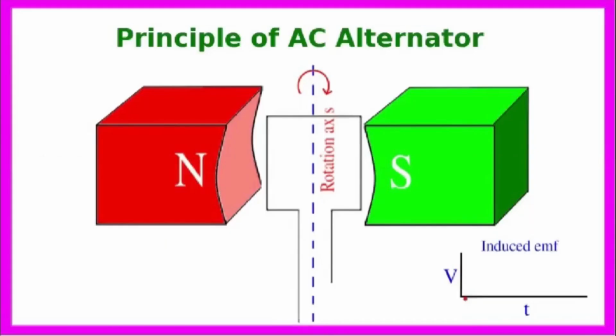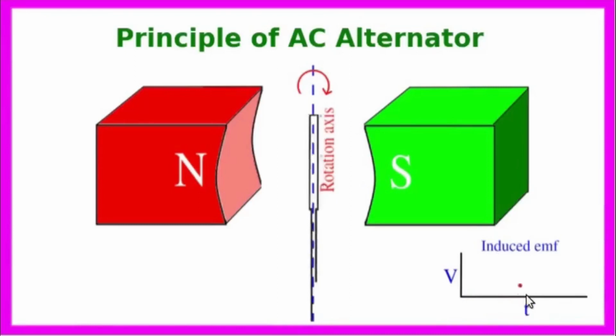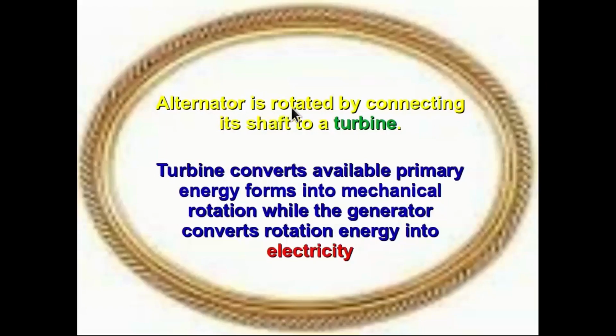The following animation illustrates the working principle of an AC alternator. Here we consider the case of a stationary magnet and a moving coil. When the coil is stationary, there is no current in the coil. When the coil is rotated about its axis, an EMF is induced in the coil. Now how is the alternator rotated? This is done by connecting its shaft to what is known as a turbine. It is in the turbine that the conversion from the available primary energy into mechanical rotation is effected and the generator converts its mechanical rotation energy into electric energy.